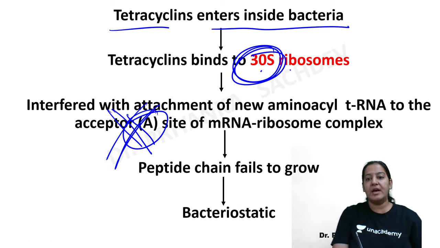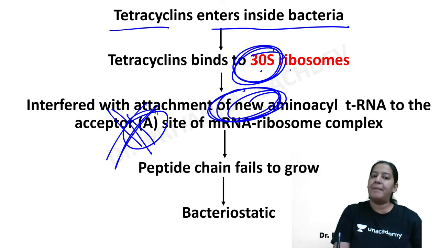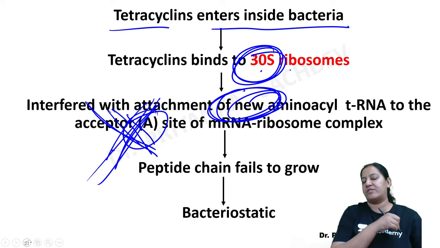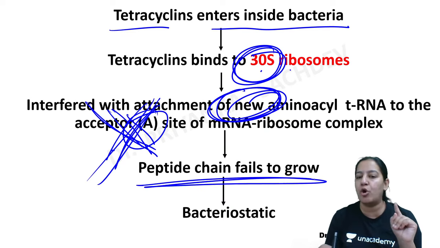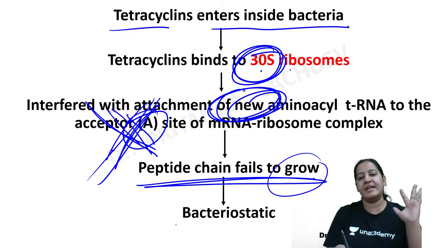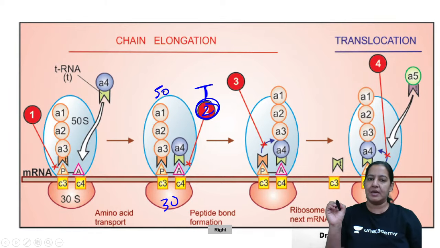Since the A window is not there, the new amino acid cannot come and bind at the A window because it is already damaged by the tetracycline. So the pre-existing one is present, but a new one cannot come. So the peptide chain cannot grow further, and it is bacteriostatic. Now listen to my point.